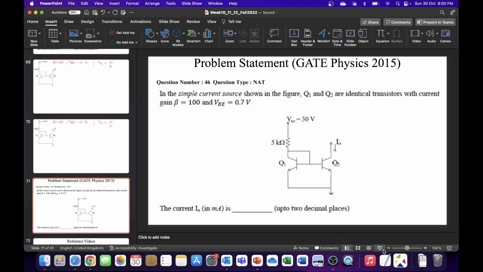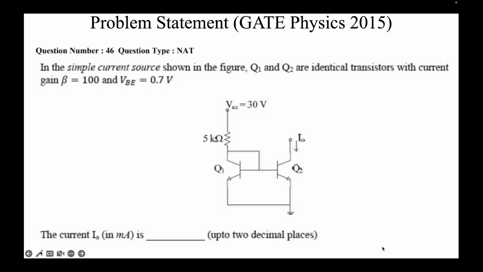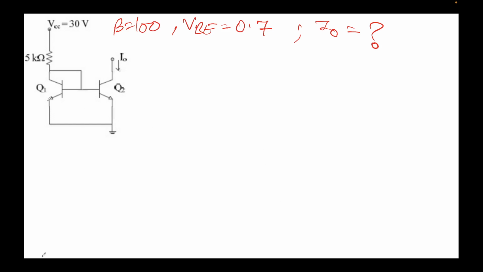I hope my screen is visible. Yes. Okay, so you can see what I told you. Now look at this transistor. What will determine the current? I can write that this current I naught will be nothing but IB2 plus IB2 times beta, plus 1 times IB2, correct? This is what I can write. And what I do know is that IB2 is equal to IB1.